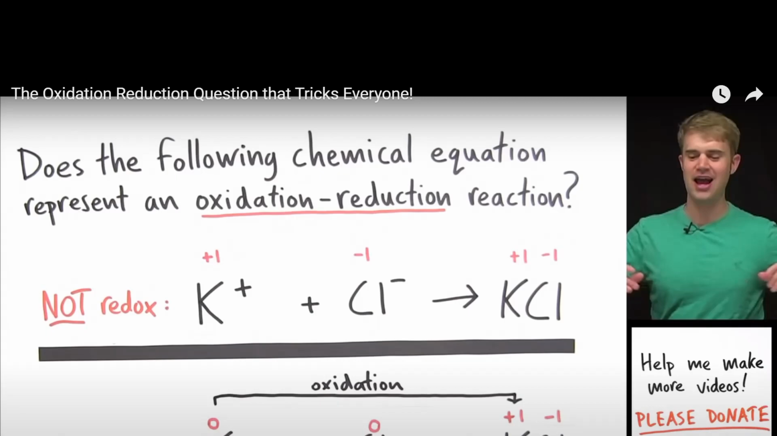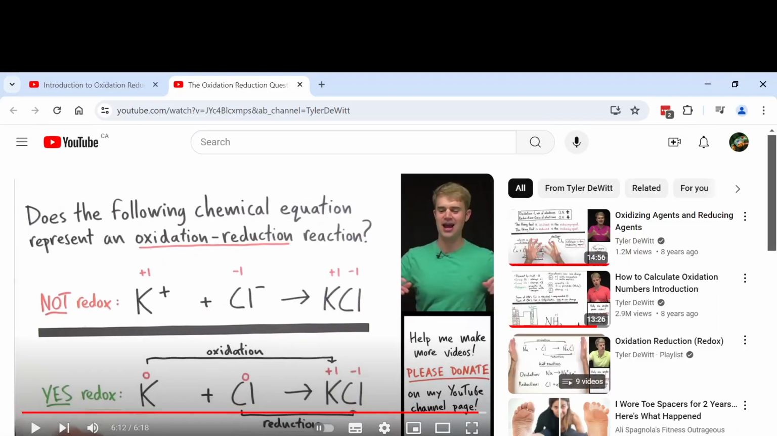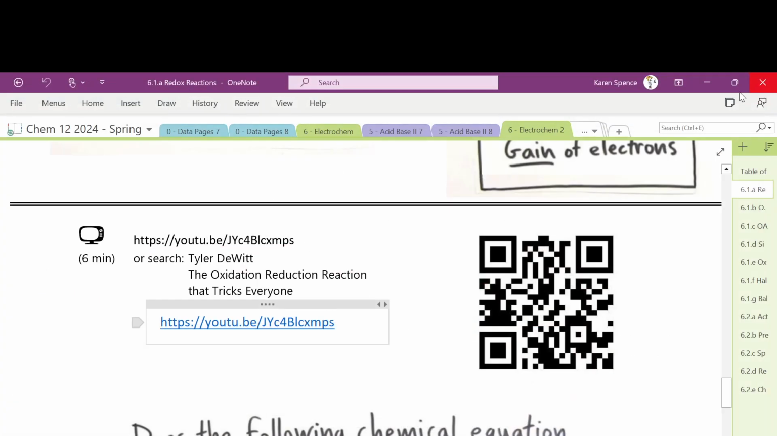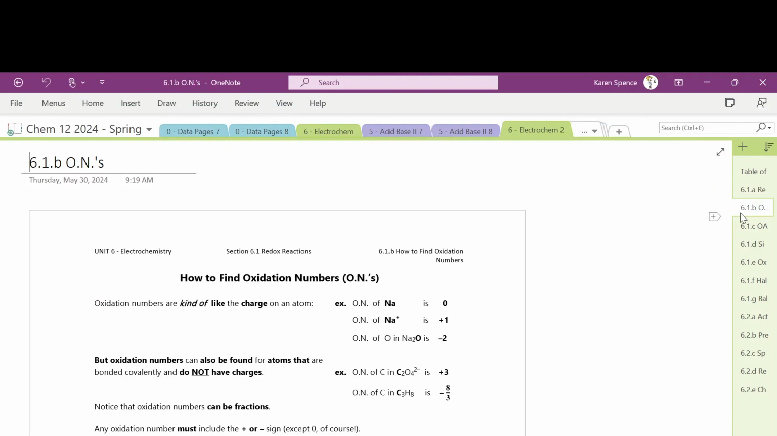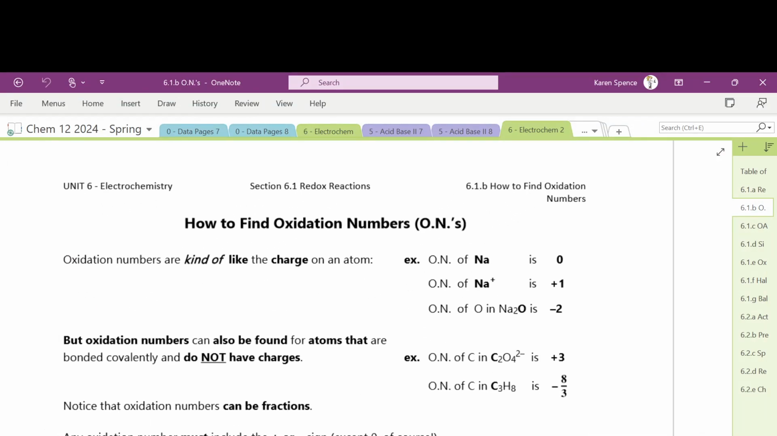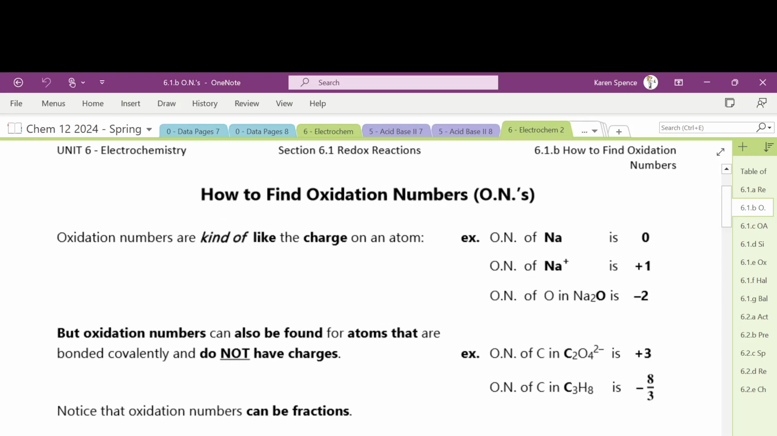Okay. So now you have the general concept. We are going to learn a tool in our toolkit for oxidation and reductions on page 5. We're going to learn how to find oxidation numbers. Some of them are really easy. Some of them are a little more complicated. Okay, so we're going to move on to page 5. How to find oxidation numbers.